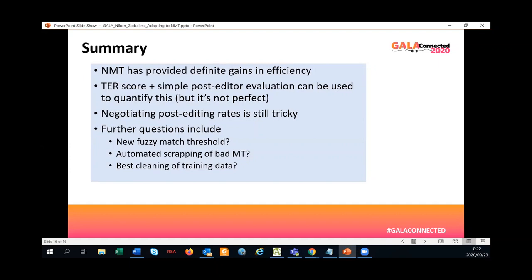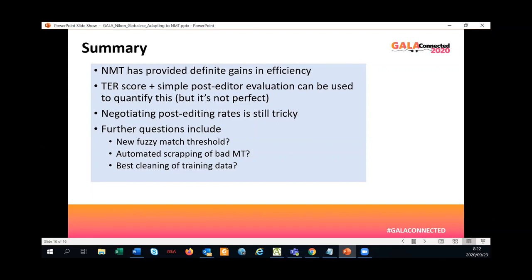And then also, along with this automated quality evaluation and scrapping of bad MT, we're looking at cleaning of training data, which we are trying to possibly use this automated evaluation for, to look at our own TM, and maybe we could get rid of segments that have problems that would introduce noise into the system, so that we can train systems in a more automated manner.